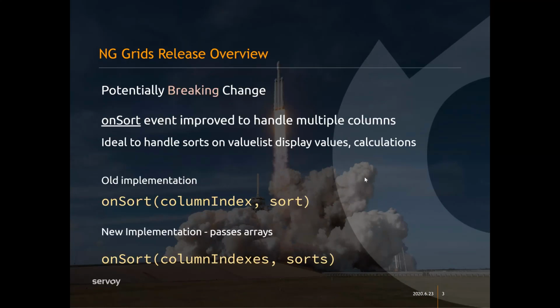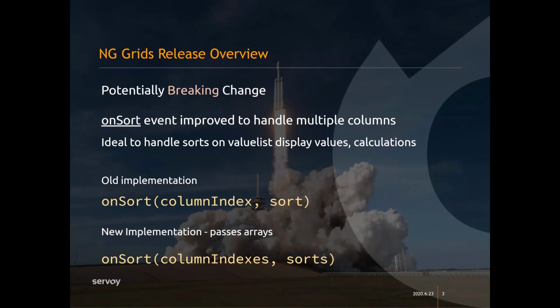Real quick, there's one potentially breaking change in these enhancements, and that was the on-sort event. We improved it to be able to handle when you click sort on multiple columns. So the on-sort event is when you are clicking on column headers and it's sorting the data in the grid, and you can, of course, shift-click to select more than one column to sort by.